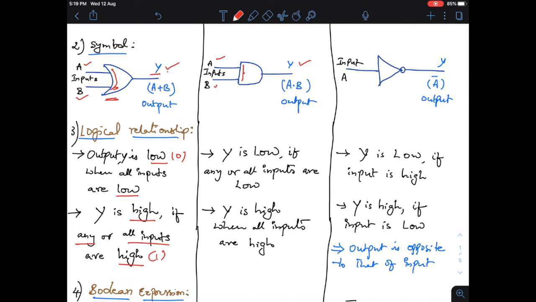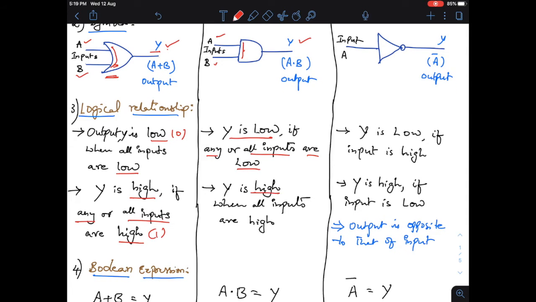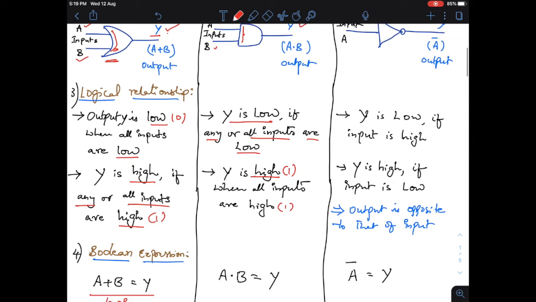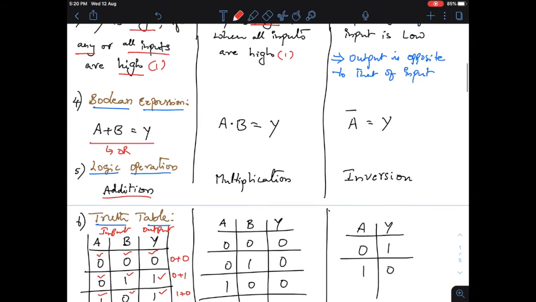Now what is the logic relationship in the AND gate? Output Y is low if any or all inputs are low. If any of them or all of them, that means either A or B or both A and B, are low, then Y is low. Then Y is high, that is 1, when all inputs are high. When all inputs, both A and B, are 1, then you will have high output. That we will see in the truth table.